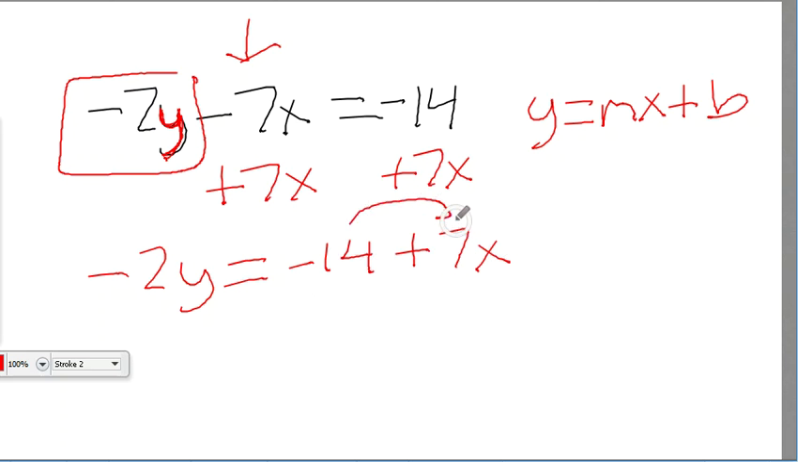I'm just going to switch these two around and rewrite them in a different order. We can see that in slope-intercept form, the x term is written before the constant term.